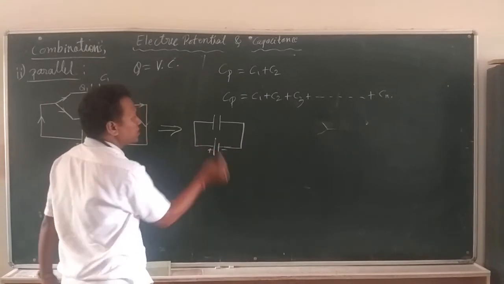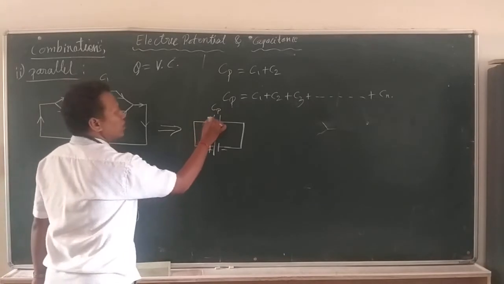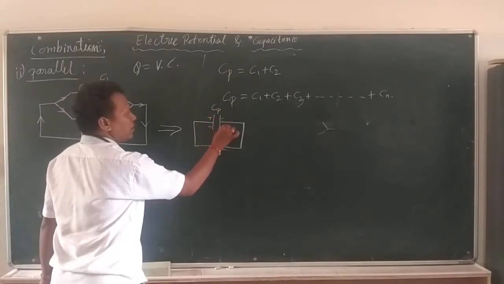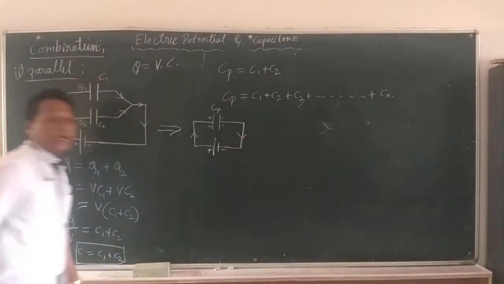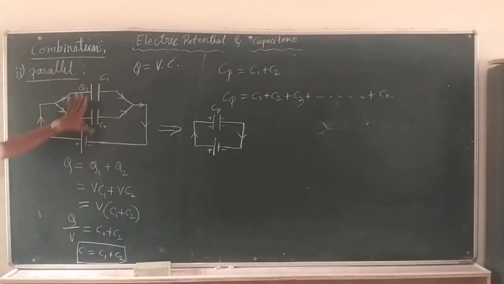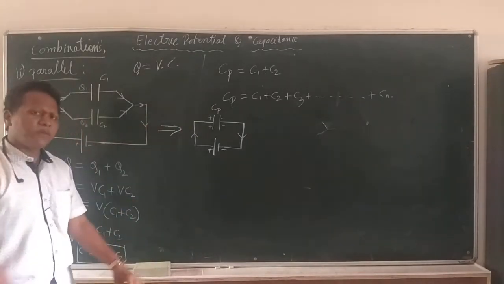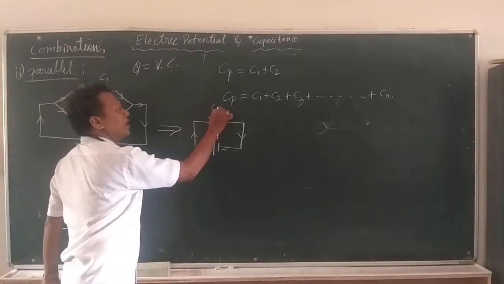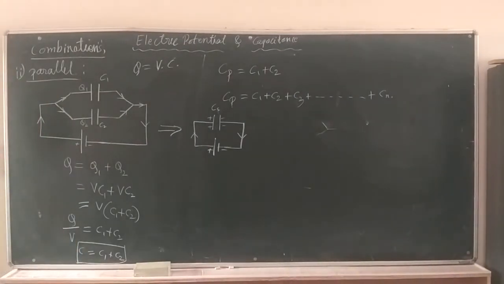Plus and minus terminals are there. So this will become the C, where we have plus Q charges at one plate, minus Q charges at another plate. We need to show the direction of current also. So C1 and C2 will combine into a CP format, and that is the combination. If suppose we have a series combination, we need to write here series. That's it.